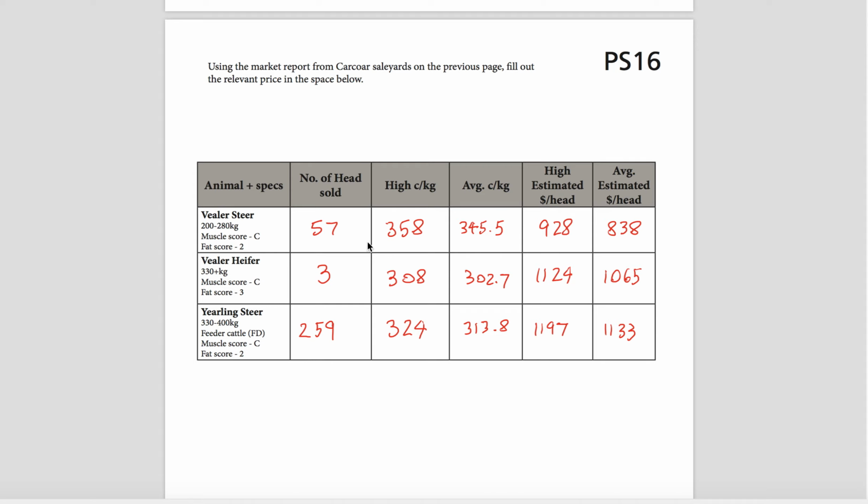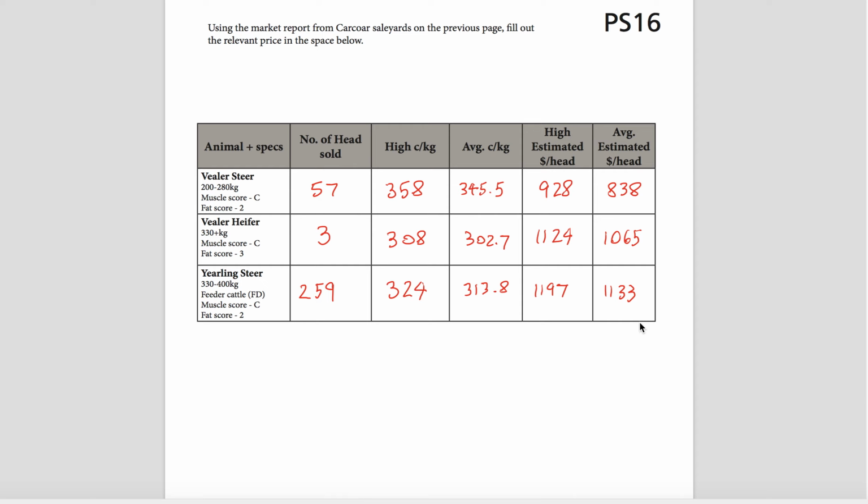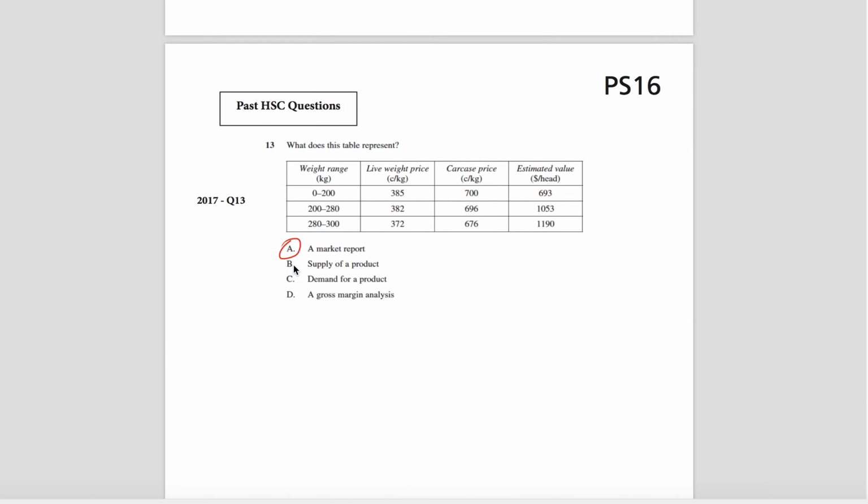The number of heads sold, number of animals, the high cents a kilo, average cents a kilo, estimated high dollars per head, and then average high per head. This is the only question that's been asked in the HSC on this, a multiple choice question this year, 2017. What does this table represent? You can see here it's got live weight price, carcass price, and estimated value. It's exactly what we just saw, so it is a market report.